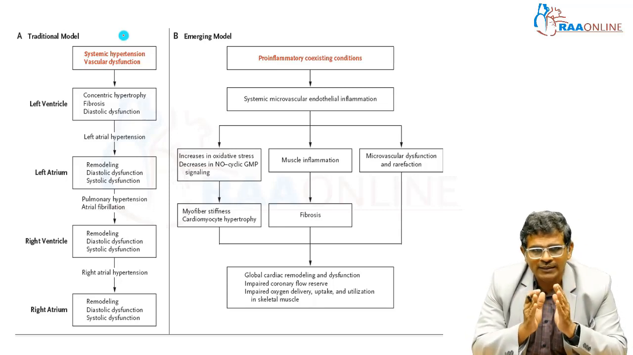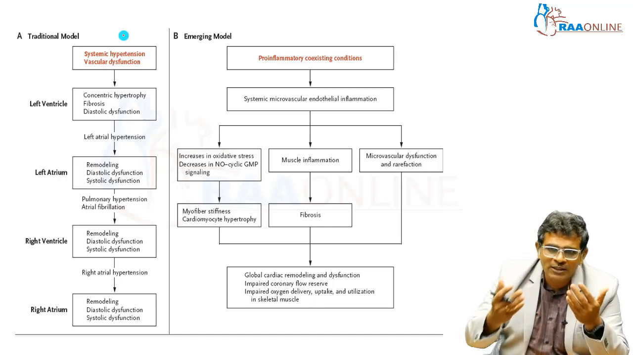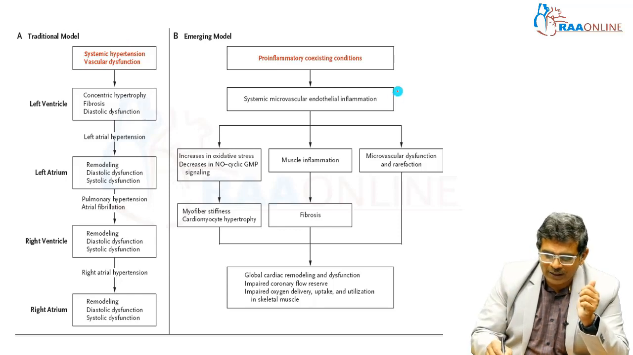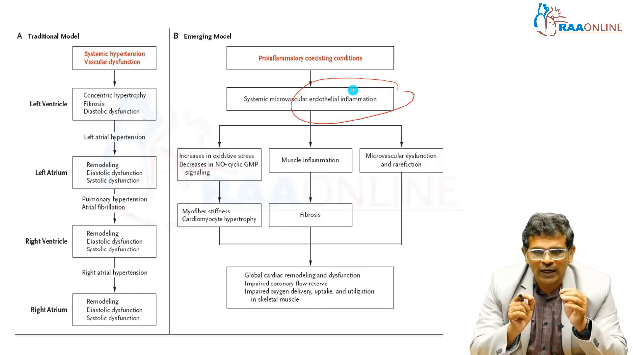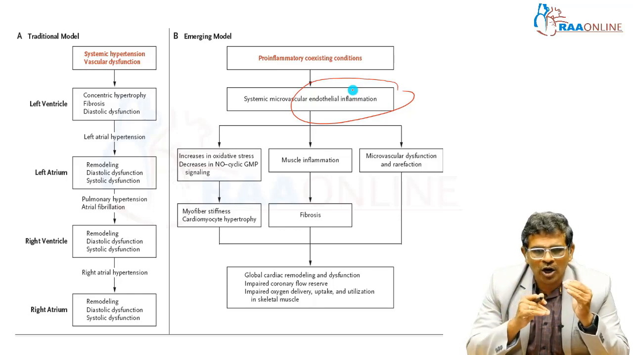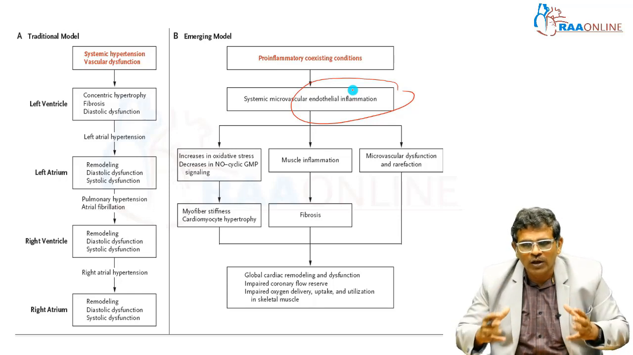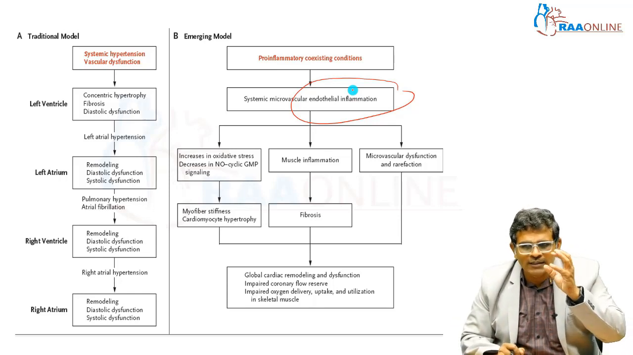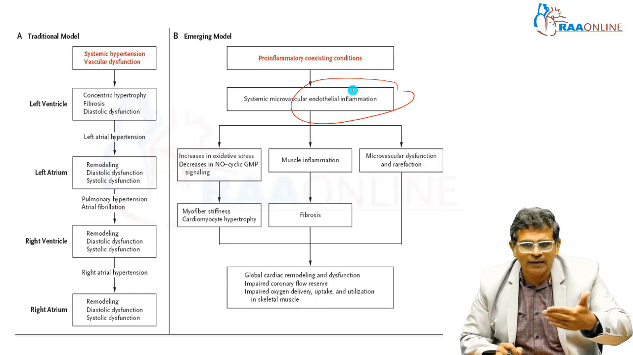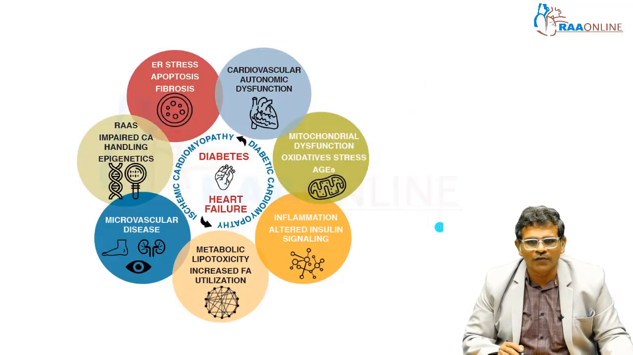But the current model says that there are various pro-inflammatory coexisting conditions. It could be obesity, cancer, or diabetes, where there is a systemic microvascular endothelial inflammation, whereby there is an increase in oxidative stress, muscle inflammation, and microvascular dysfunction, which contribute to myofiber stiffness, fibrosis, and global cardiac remodeling and dysfunction. So this is how it sets in. The pro-inflammatory coexisting condition could be obesity, diabetes, or cancer. Anything can cause these factors, and that is how heart failure sets in. This is the current understanding of how heart failure develops.